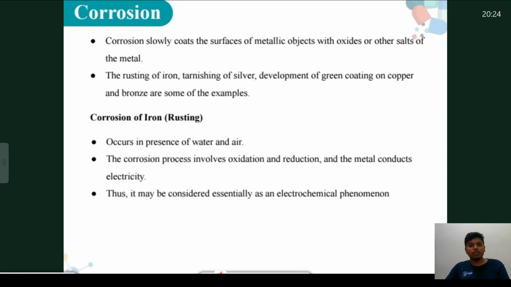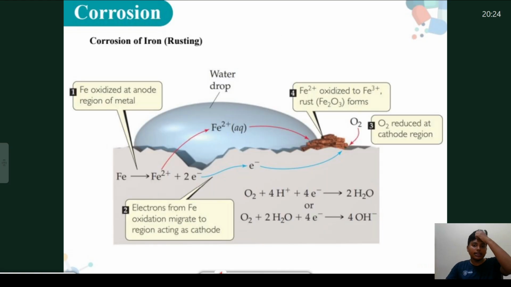Last, corrosion. You already learned this in grade 10 also. Corrosion is the spontaneous, slow oxidation of a metal. Mainly we are focusing here on corrosion of iron, in the presence of water and air. There are reactions that you need to remember. What are the reactions in this?